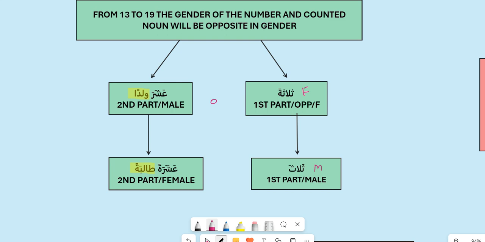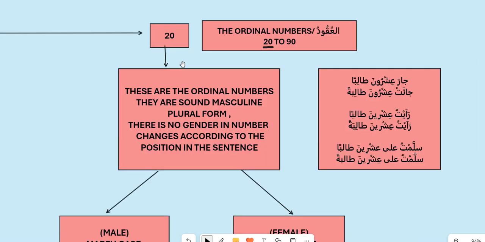Now let's check number 20. From number 20 to 90, they are called uqud, ordinal numbers in English and uqud in Arabic. So what about these numbers? The first and foremost point, and these are the most important points, is that they follow the structure of sound masculine plural. For example, Ishrun, the name of number 20. So it is following the Jama Mudhakkar Salim structure.